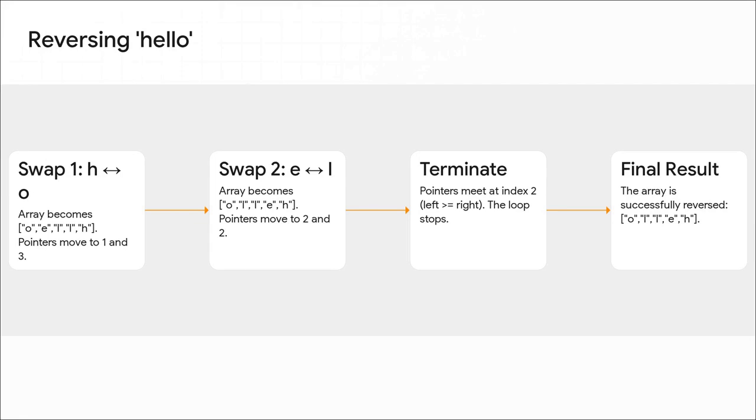O-E-L-L-H. Then, both pointers take one step inward. Now left is on E, and right is on the second L. We swap them. And the array is now O-L-L-E-H. The pointers move in one last time, and now they've met, both pointing at that middle L. Our rule to keep going is while left < right. Well, they're not less than each other anymore, so the condition is false, and our loop stops. And just like that, the string is completely reversed.